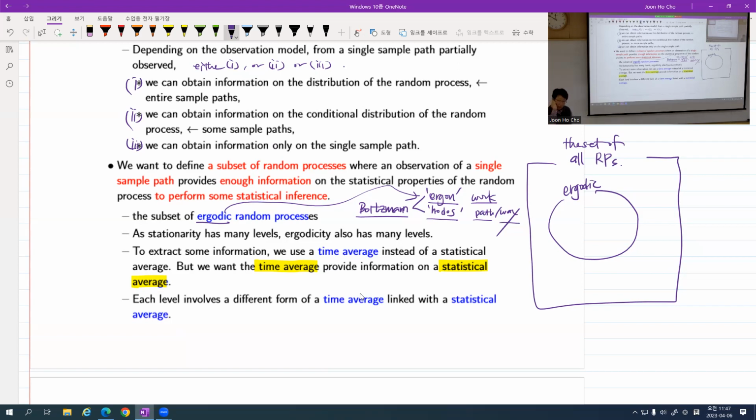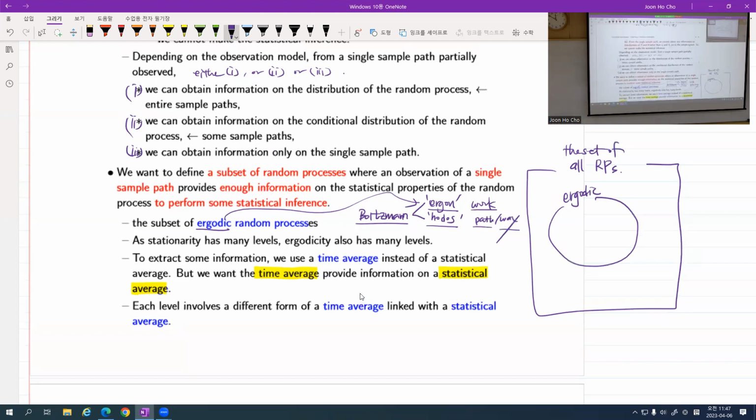That sounds okay if you do not think deeply, but that is very strange. For example, let's go back to this one.